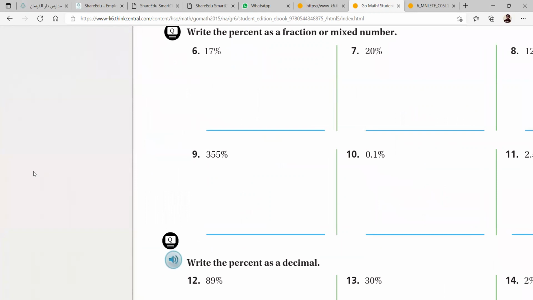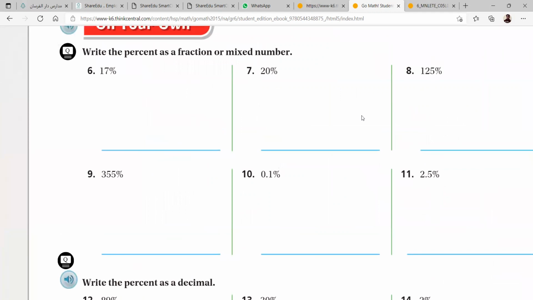Write the percent as a fraction or a mixed number. Let us do this. Tala, first one, tell me. They want me to write a fraction. So what do I write? 17 over 100. Very good. It cannot be divided by any number, 17 over 100. It's a prime number. 20%, how can I write this? Jana, how can I write 20% as a fraction? Come on.